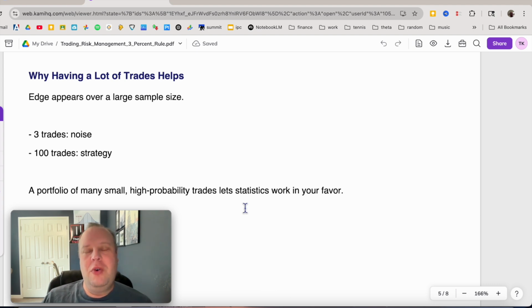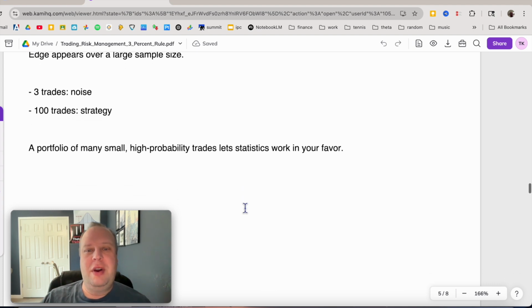So let's say you flip a coin 5 times. There's a pretty decent chance you could get 4 heads and 1 tail. However, let's say you flip the coin 500 times. The odds of getting 400 heads and 100 tails is pretty much impossible. You want the law of large numbers to work in your favor.